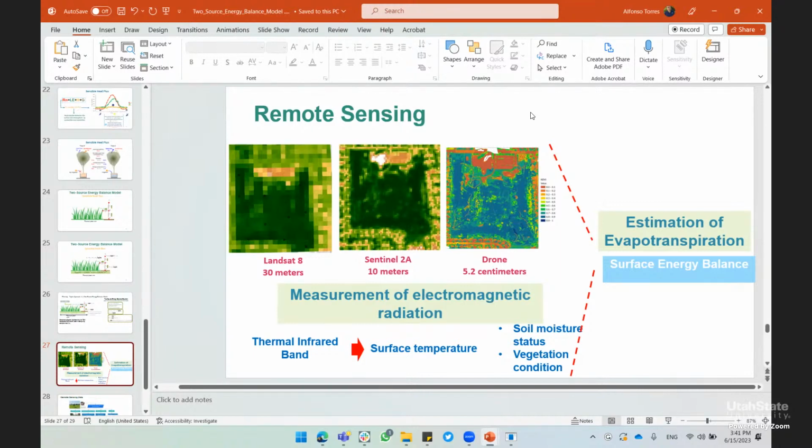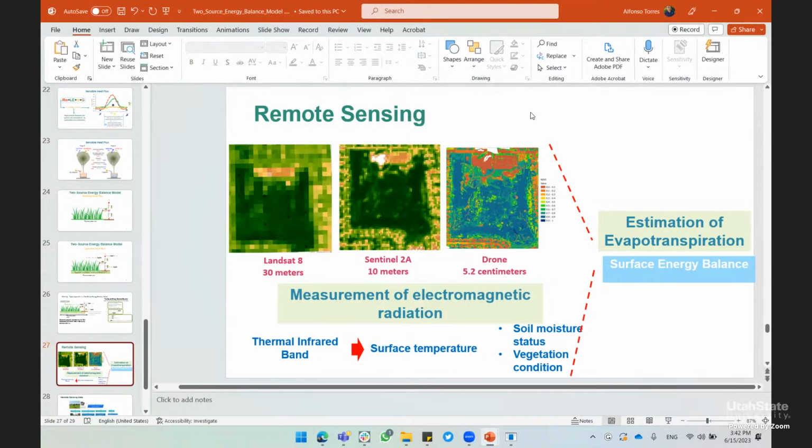We haven't reached this point yet. This is our goal. But our belief is that this index of stress will be more reliable than this one, and it will be generated by the two-source energy balance model. That's the goal: with the two-source model, we get ET, but also the crop water stress index. That's where our research is going.